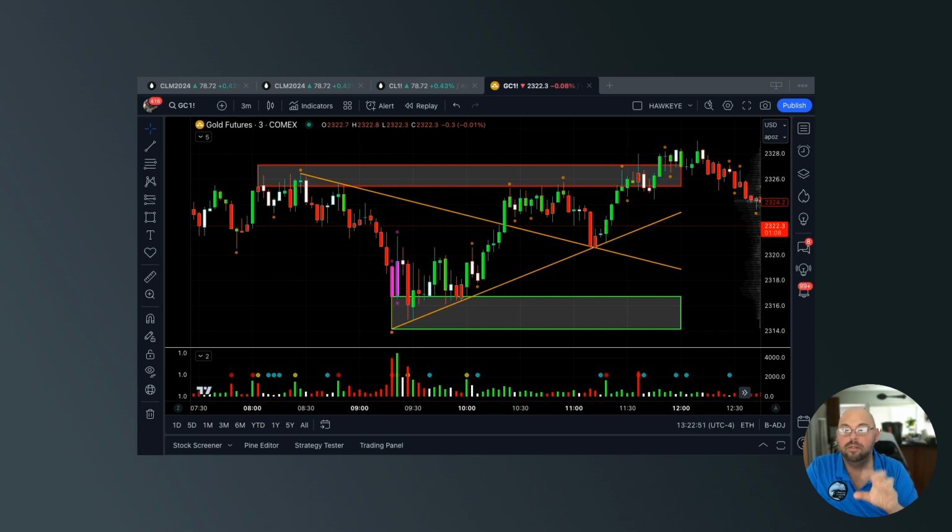Putting those puzzle pieces together gives you something called market context. It tells you, in theory, if our assessment, analysis and interpretation is correct, what is likely to happen when, where, and why.